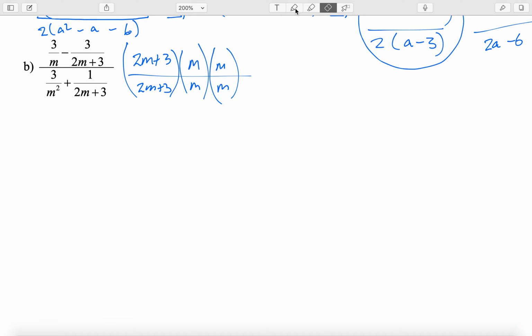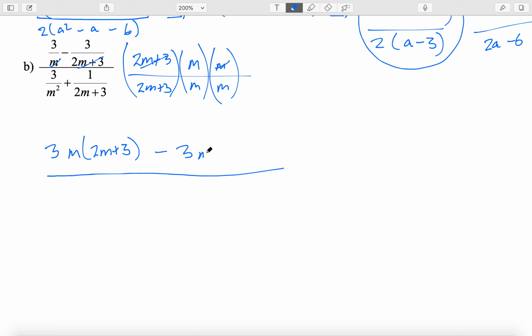Okay, so let's do this. Here we go. 2m plus 3, m squared. When I multiply it here, one of the m's cancels, right? So I'm left with 3 times this thing, 2m plus 3 and m. So 3 times m times 2m plus 3. Yikes. Minus 3. Now when I multiply it here, the 2m plus 3 cancel, but I'm left with these 2 m's. 3m squared. Okay, so there's the top.